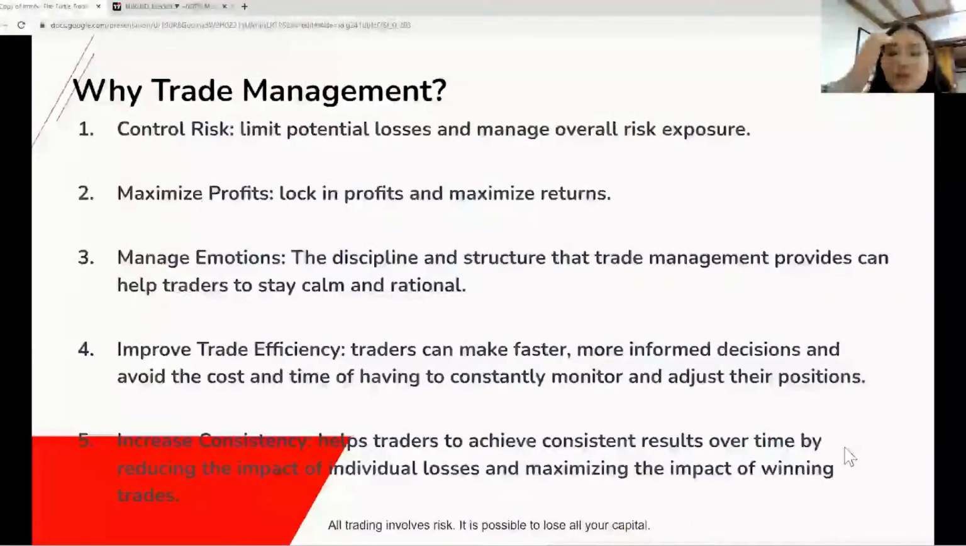Okay, so now let's talk a little bit about trade management, which I mentioned a little bit earlier on. So why is trade management so important? Firstly, it's to control risk. By having trade management strategies such as stop loss orders and position sizing, it helps traders limit their potential losses and manage their overall risk exposure. Earlier on, I was talking about where exactly is a good place to put your stop loss.